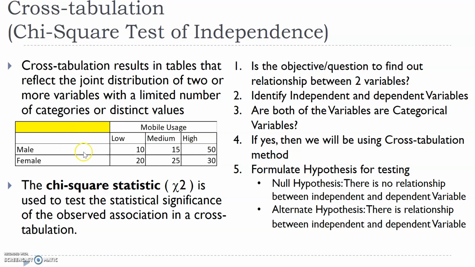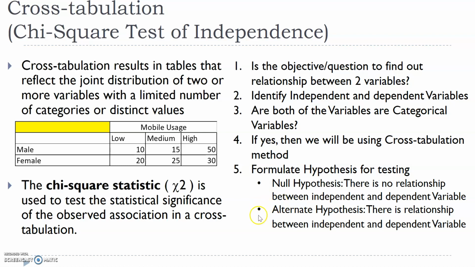Which will be my dependent? Obviously mobile usage will be dependent on gender, or maybe I cannot guarantee that it will be dependent, but I am assuming it may be dependent on gender. Once I know that both are categorical variables, then I know that I have to use cross tabulation or the chi-square test of independence.